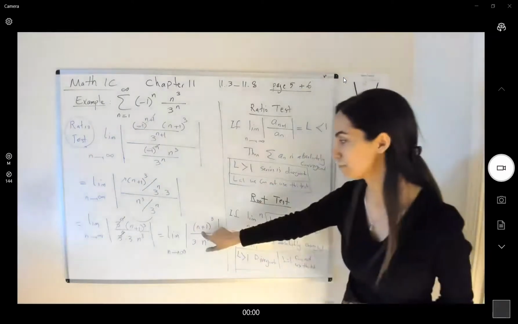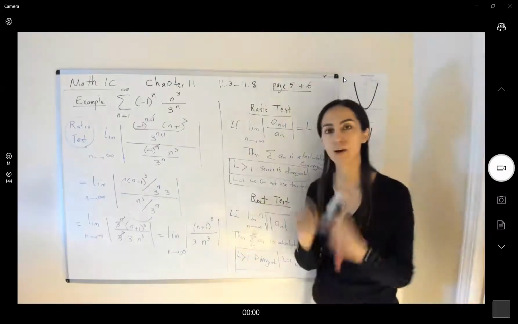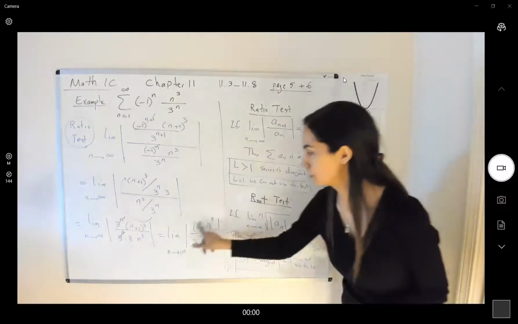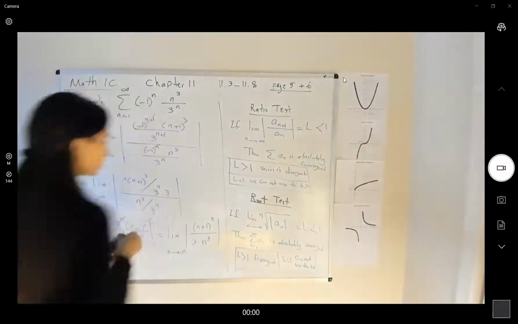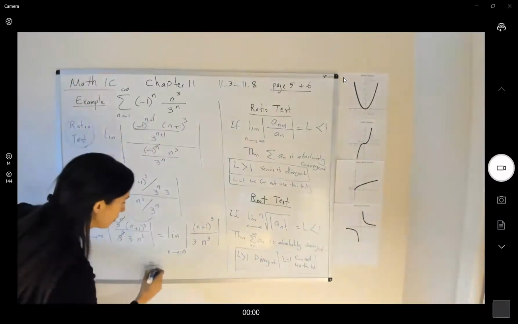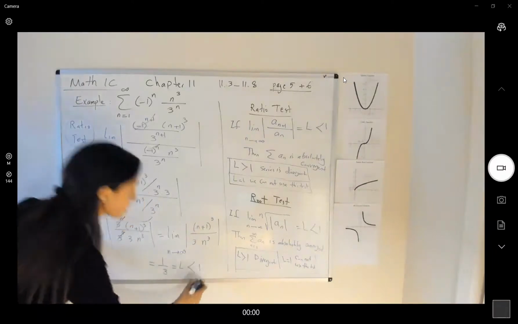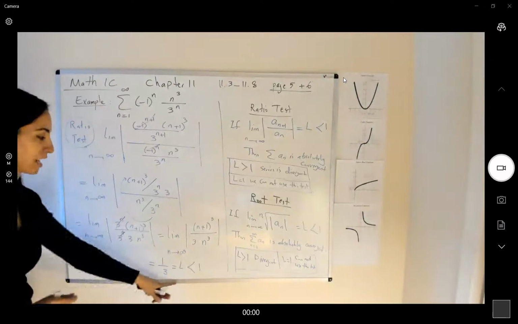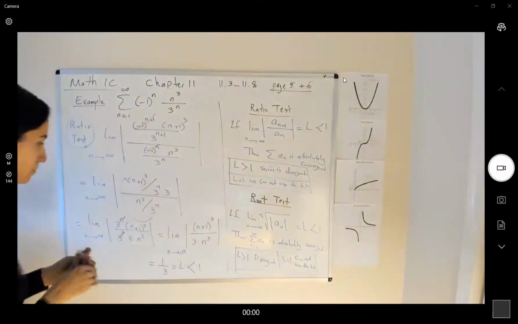Intuitively, (n plus 1) to the third and n to the third go to infinity at the same speed, so you can cancel out these two. You're left with a third. So 1 over 3 is your L. This is less than 1, so you have an absolutely convergent series.